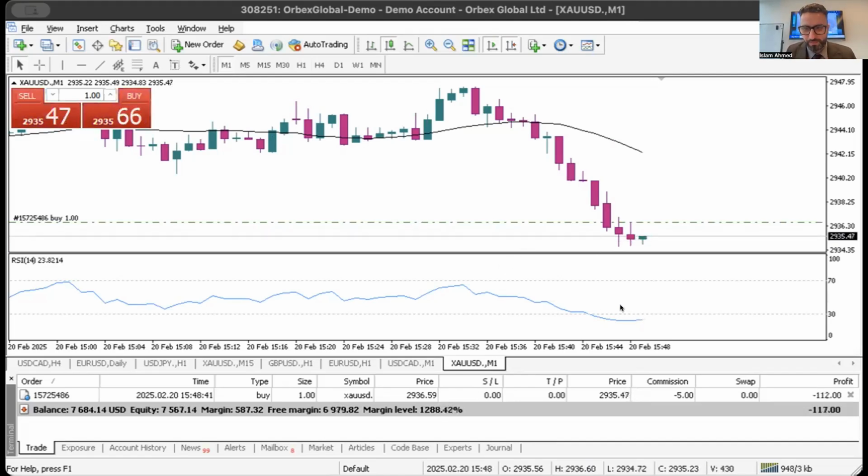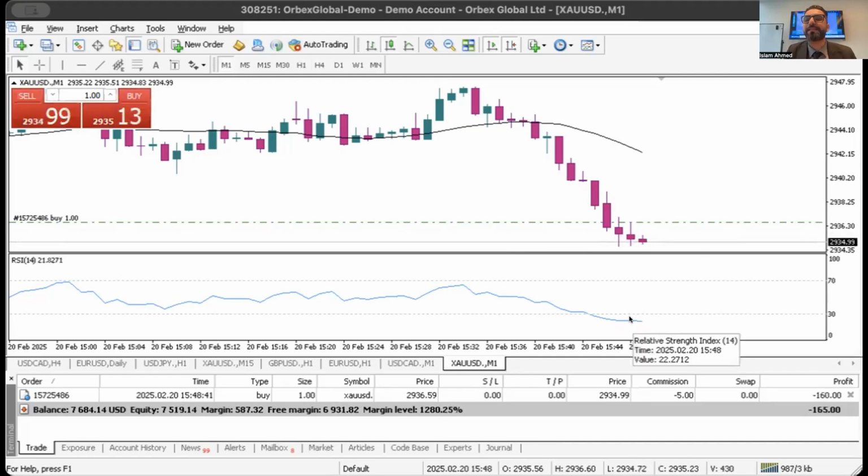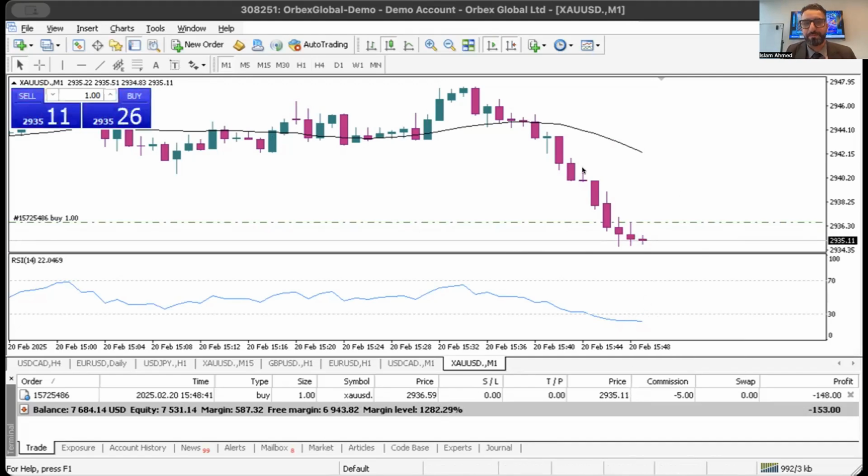This is just an example, okay? Don't take this as trading advice. I'm just giving an example, and this is a demo account. So from this RSI, I saw very heavy selling pressure, and I anticipated that the market could now reverse and go up.